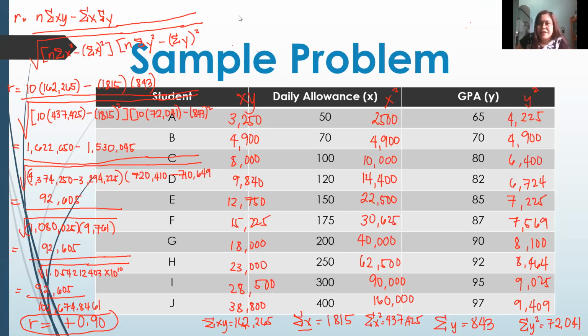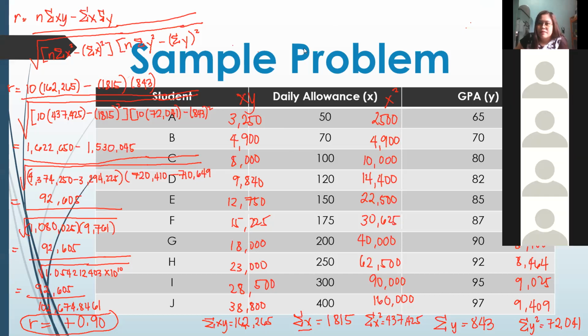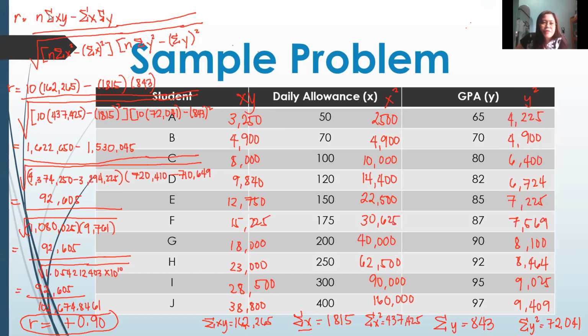Sige, let's have a recap kung unsa itong gibuhat. Our formula class is this one. No need to memorize the formula. You can write it in an index card so that you may have a copy during the quiz and the exam. So, atong gibuhat class, we need to know how many samples do we have. That's the letter N. So, that's from A to J, that's 10.